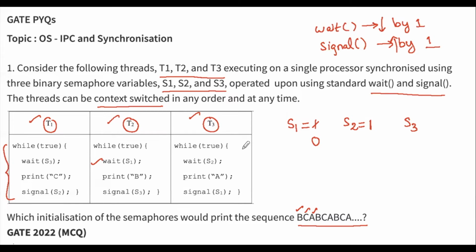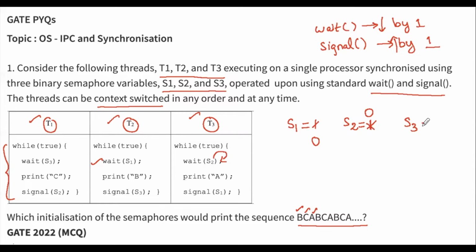When I keep the S2 value as 1, these threads T1, T2, and T3 can execute concurrently. So what happens when I execute T3 first? If I keep S2 as 1, then A can be printed first in the sequence. So S2 should not be kept as 1; S2 should be kept as 0. When it is initially 0, the wait of S2 will get blocked. Whenever the S2 value becomes 1, it will move on to the next line. Till then, it waits here.